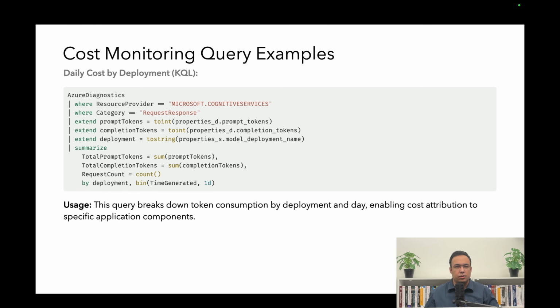This query analyzes daily cost by deployment, and let me walk you through it. The first line queries the Azure Diagnostics table, which contains all the diagnostic logs. Then we filter where the resource provider equals, let's say, Microsoft.CognitiveServices. Then we filter where category equals RequestResponse, which gives us the actual API requests. Then we extract structured fields. We extend prompt tokens by converting properties_d.prompt_tokens to an integer. We extend completion tokens by converting properties_d.completion_tokens to an integer. We extend deployment by converting properties_s.model_deployment_name to a string.